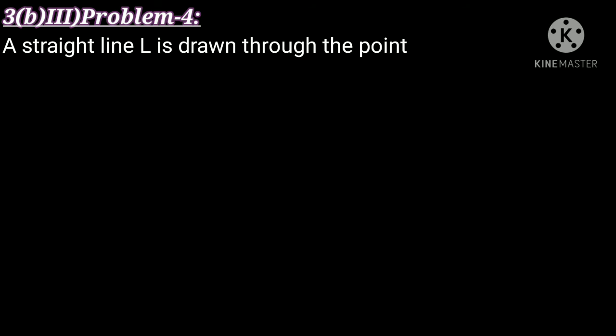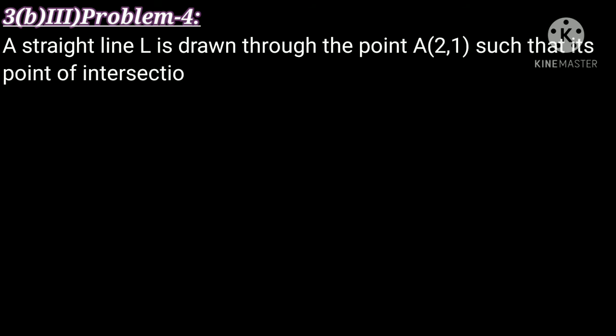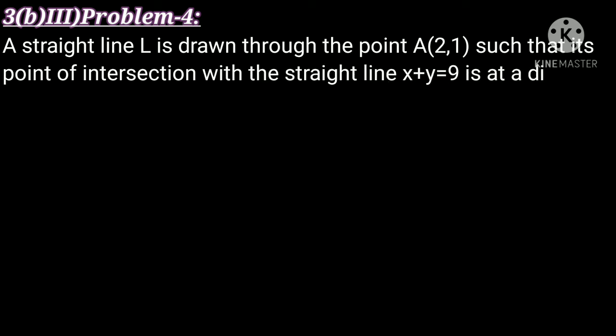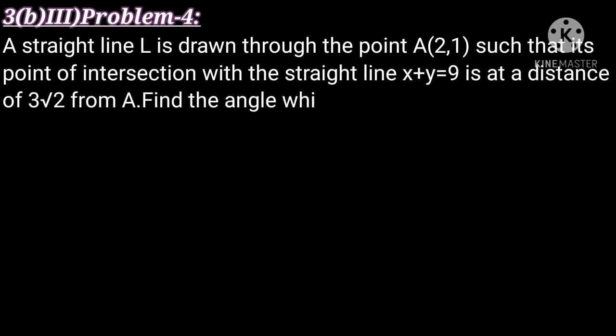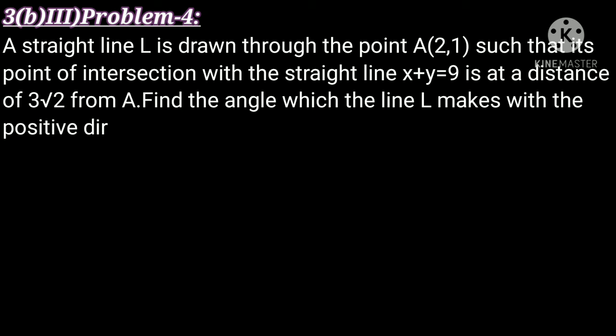The Straight Line, Exercise 3B, Section 3, problem number 4. A straight line L is drawn through the point A (2, 1) such that its point of intersection with the straight line x plus y equal to 9 is at a distance of 3 root 2 from A. Find the angle which L makes with the positive direction of the x-axis. This is our given problem.